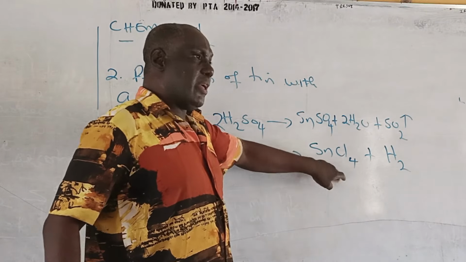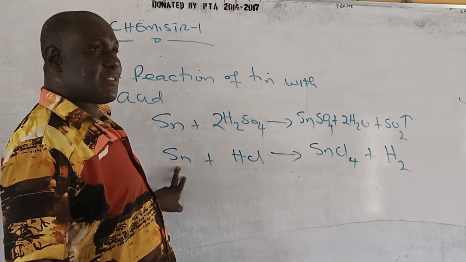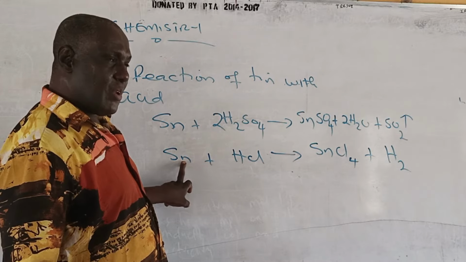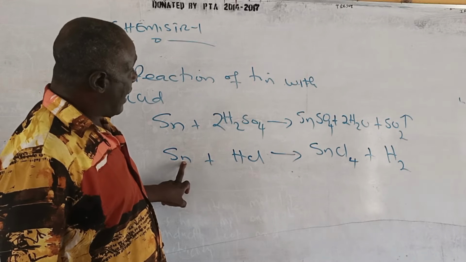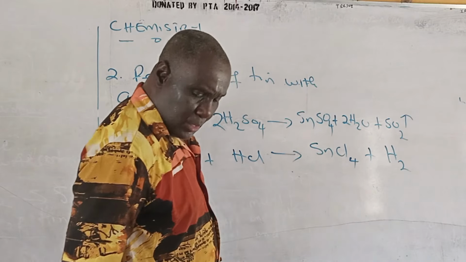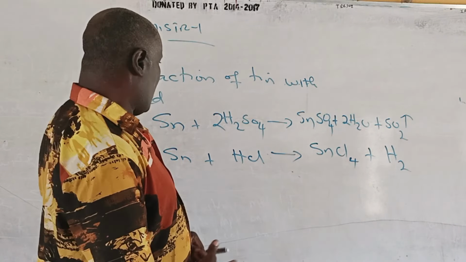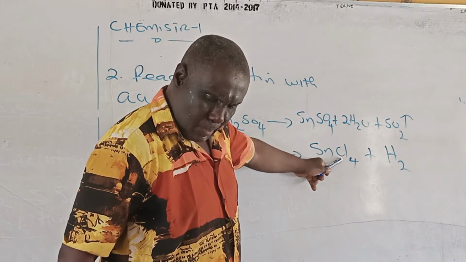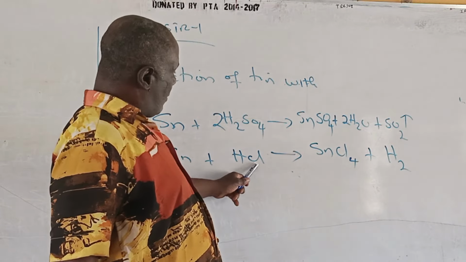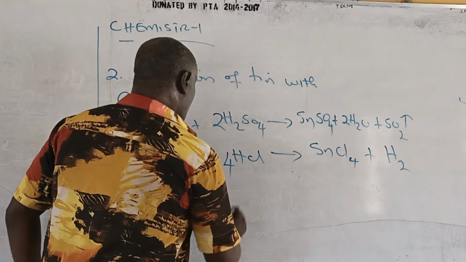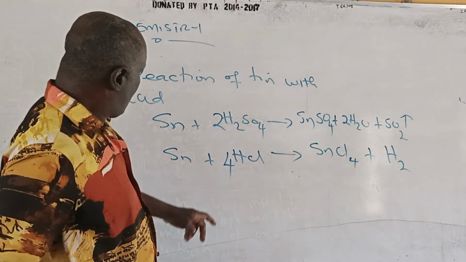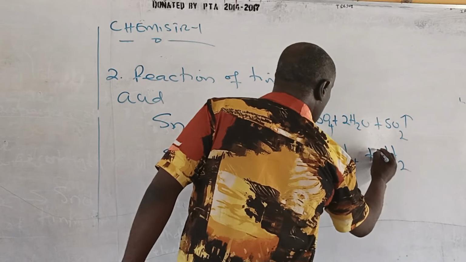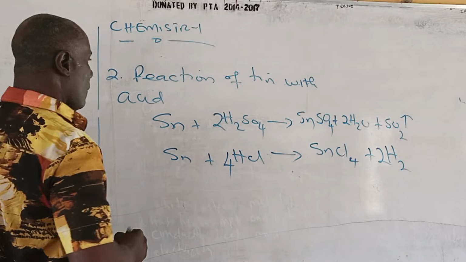Now, why are we having 4 here? It's a clear indication that tin has variable oxidation state. Tin can have an oxidation number of 2, and equally can have an oxidation number of 4. So to balance this, if we have 4 here, and here chlorine is 1, we have to put 4 here. On that note, we discover that hydrogen has 4 hydrogen atoms, and then here is 2, so we just put 2 here, and the equation is balanced.